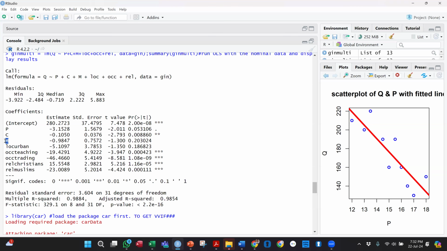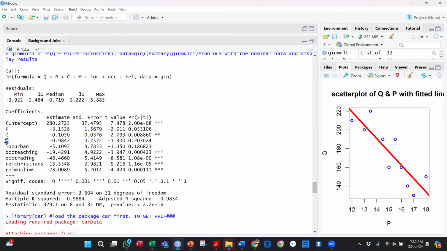The location of the shop, that is a lock urban. The location of the shop, the occupation and religion of the people. Watch the way I say it. The occupation and religion of the people. You write it all as a sentence.